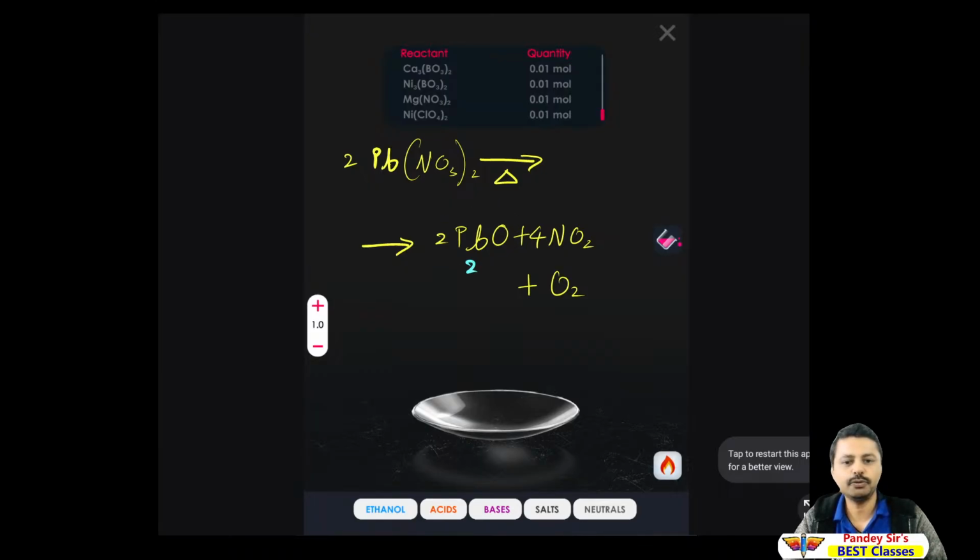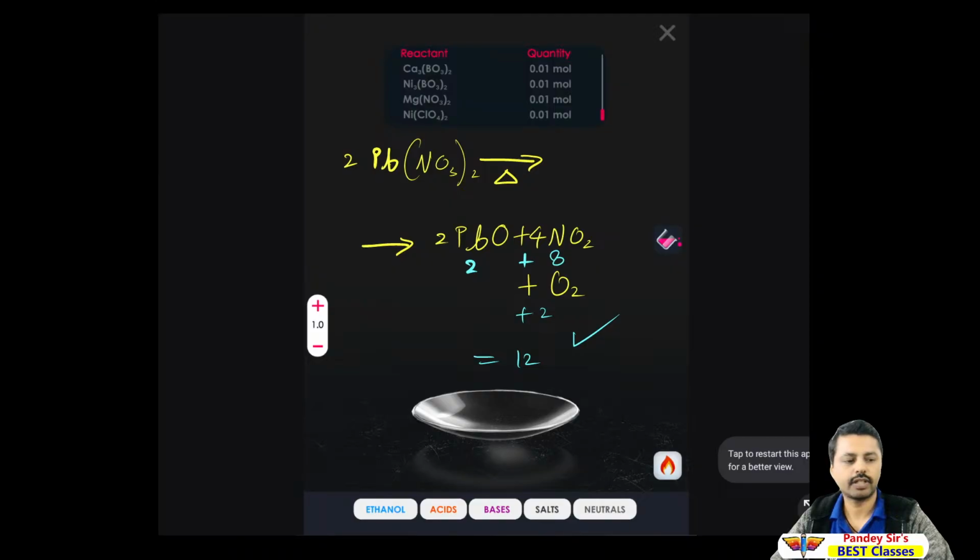This is 2 plus 4 into 2, 8. 8 and here 2 plus 2. So total here also 12. Okay, and everything is balanced. If you understood, that's good. If you still have doubt, you can ask me.